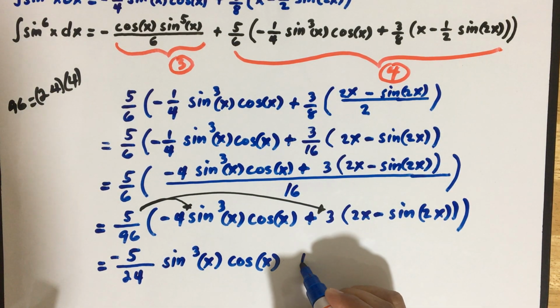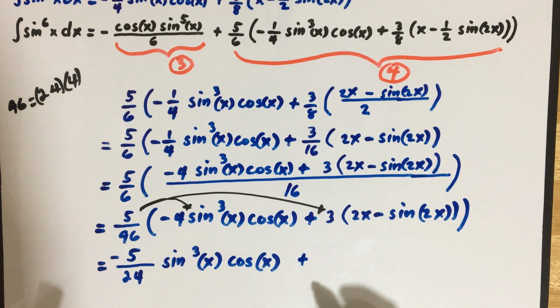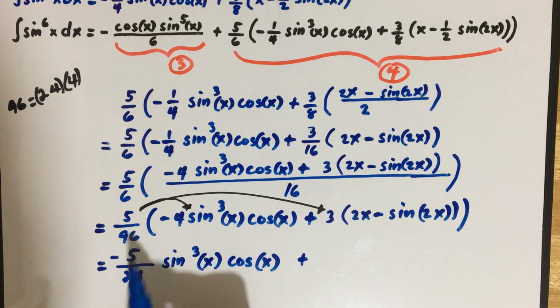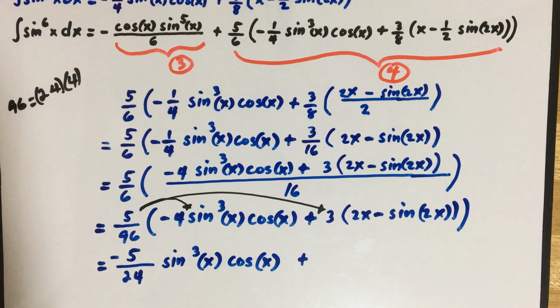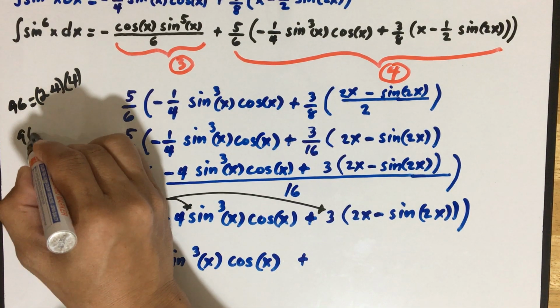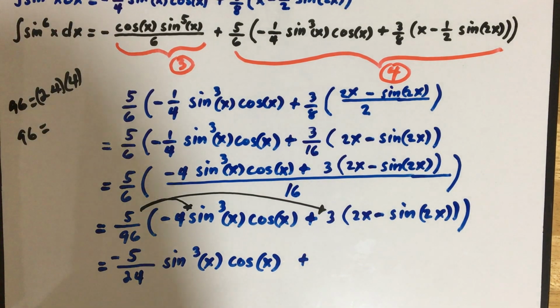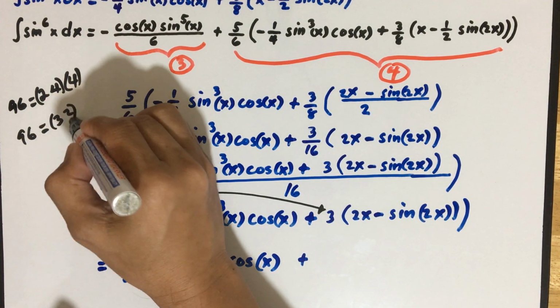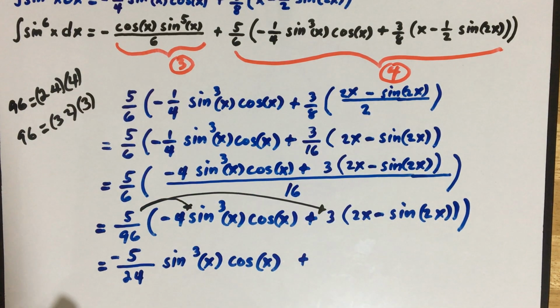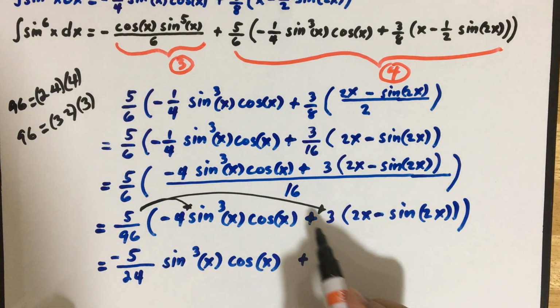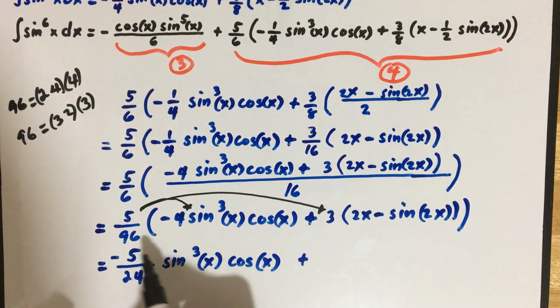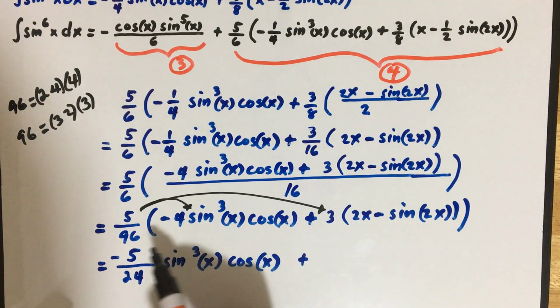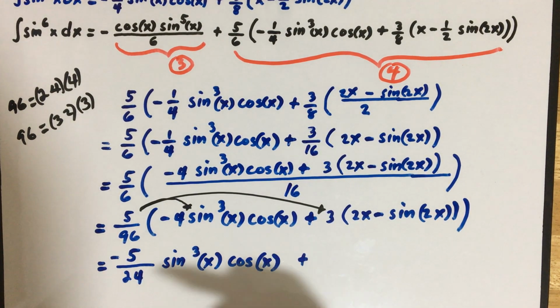Then plus. So 96 can also be expressed in terms of a factor of 3. So 96 can also be factored as 32 times 3. Right? So when you multiply this on the second term, this is divided by 32 times 3. So you have 3 at the numerator, 3 at the denominator. So what is left?